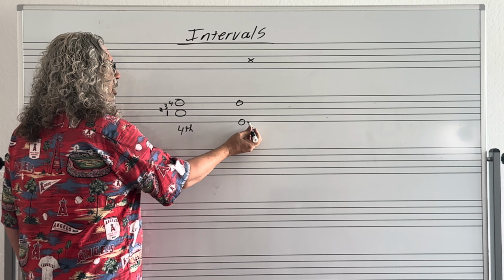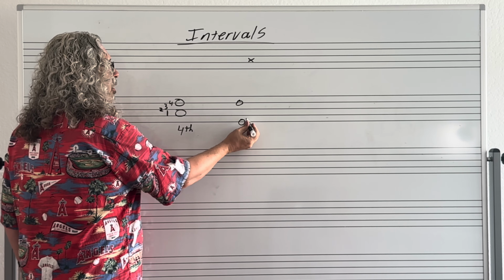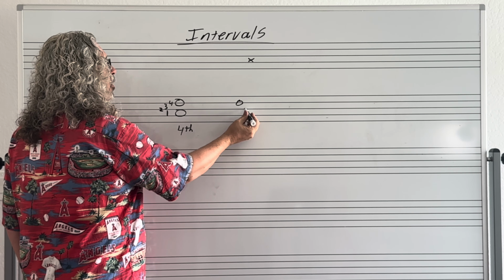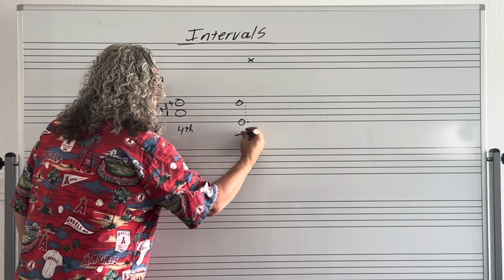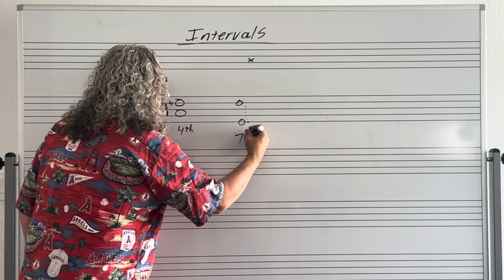Okay, so the first number is the actual note. So when I look at this, I go 1, then the line would be 2, then 3, and then 4. We would call this a fourth. Okay? If I took this note and went to this note, we start on the line, which go line, space, 1, 2, 3, 4, 5, 6, 7. That would be a seventh.